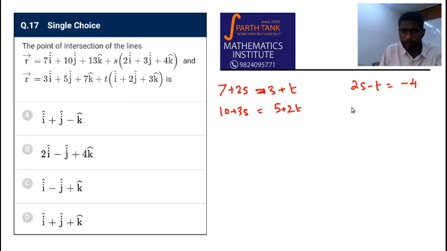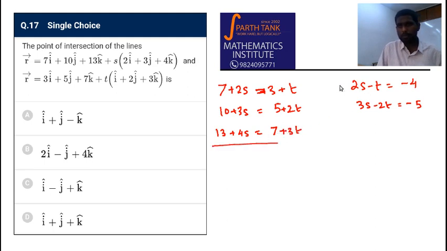So this would give me 3s minus 2t is minus 5. And the third equation, which is not necessary because we can solve from here, but we can use for verification. So I am going to write it down. 13 plus 4s is 7 plus 3t. Okay. So let us solve these two. If I solve these two, how would I do? Let's say 1 and 2.